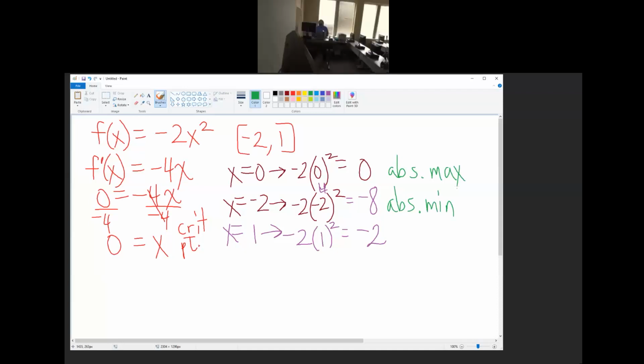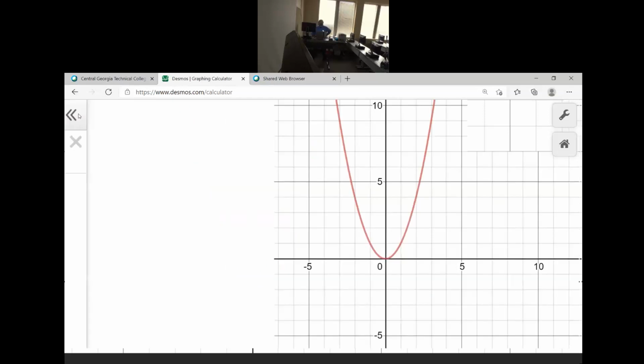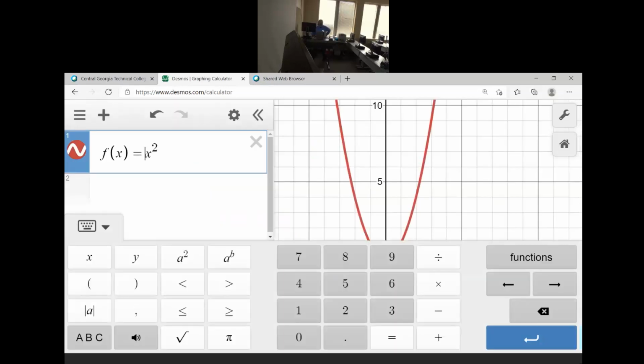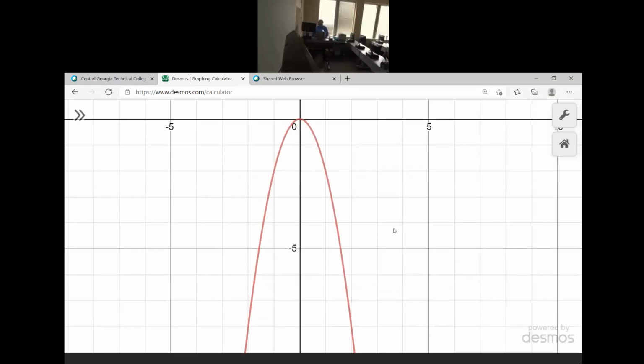In just a second, I'm going to switch to Desmos again. And we'll see if all this information is correct. All right, so let me share our web browser again. And our function this time around was negative 2x squared. And let me snip this and then I'll share it with you guys.